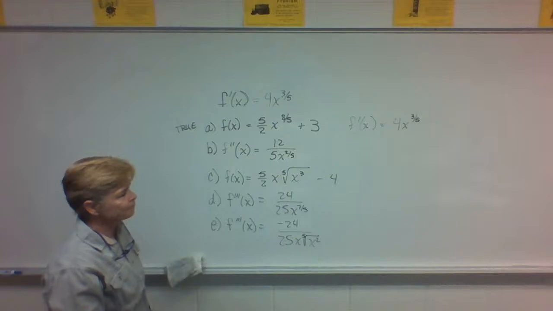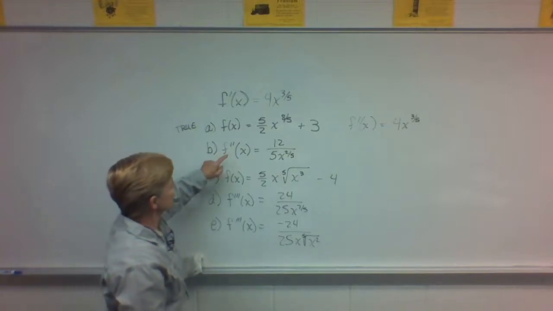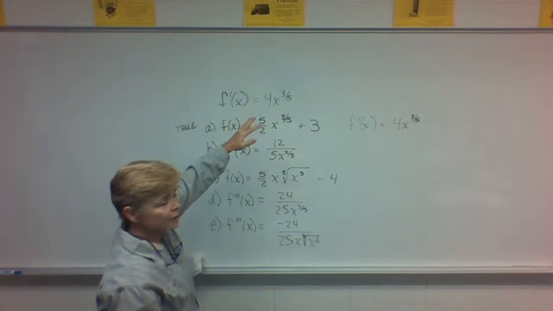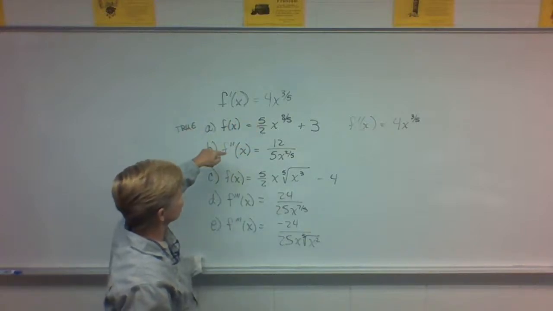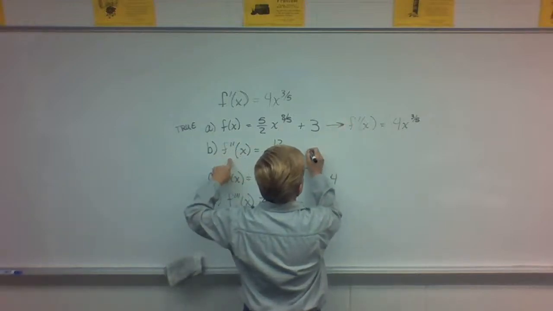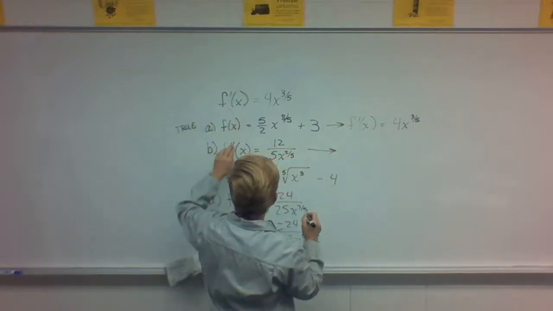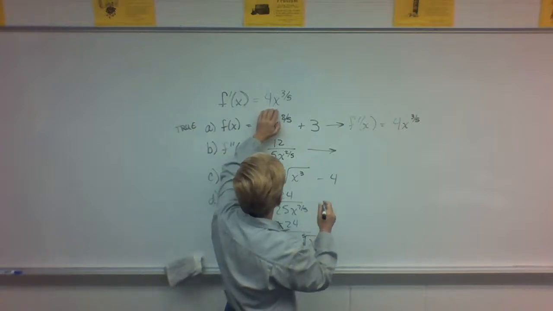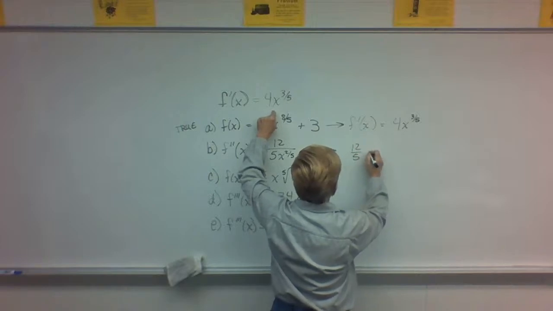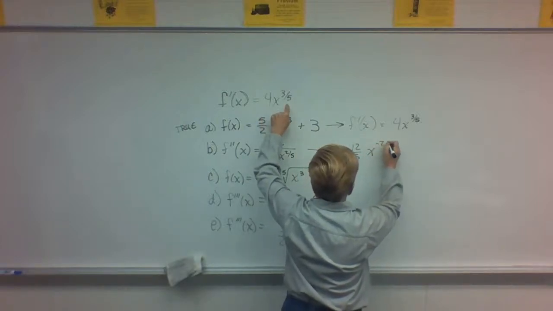See what we're doing? To figure out if the second derivative is this, we have to derive that. So now we're deriving the original because we have the first derivative. We want to derive it to get the second derivative. So if I derive this to see if it's this, I would get 12/5 x to the negative 2/5.